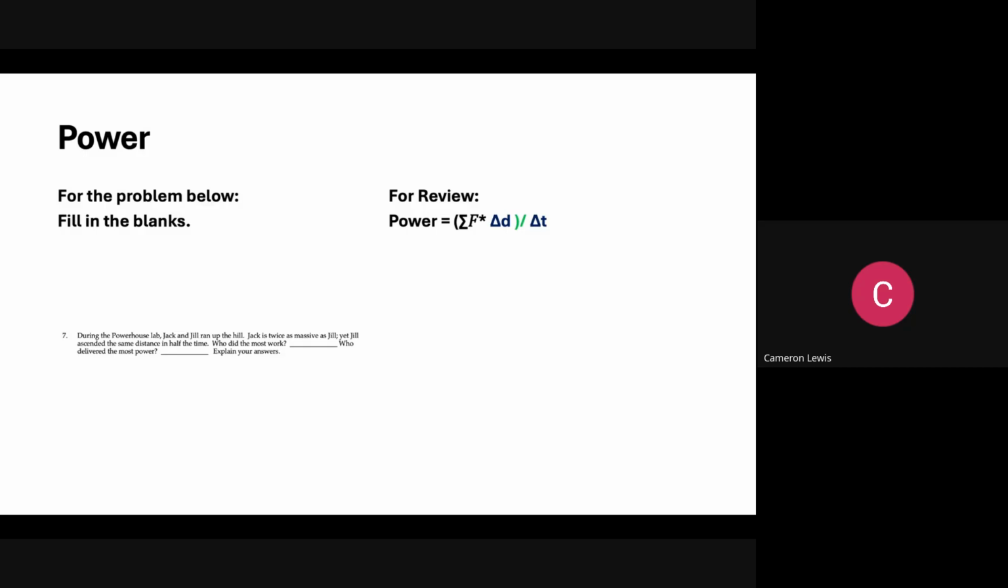Now let's play around with some of these questions, right? Now this is more conceptual. So now we have our work rating, power rating, over to the right. Just remember that. During the powerhouse lab, Jack and Jill ran up the hill. Sound familiar? Jack is twice as massive as Jill, yet Jill ascended the same distance in half the time. Who did the most work or who delivered the most power?